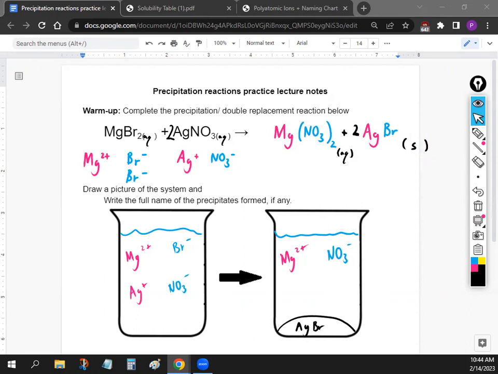All right, one last thing, and this is the one new thing we're adding on today. It says to write the full name of the precipitate. So we're just going to practice writing names again. We did this before already. We're going to write the name of AgBr. Okay, so we got AgBr.